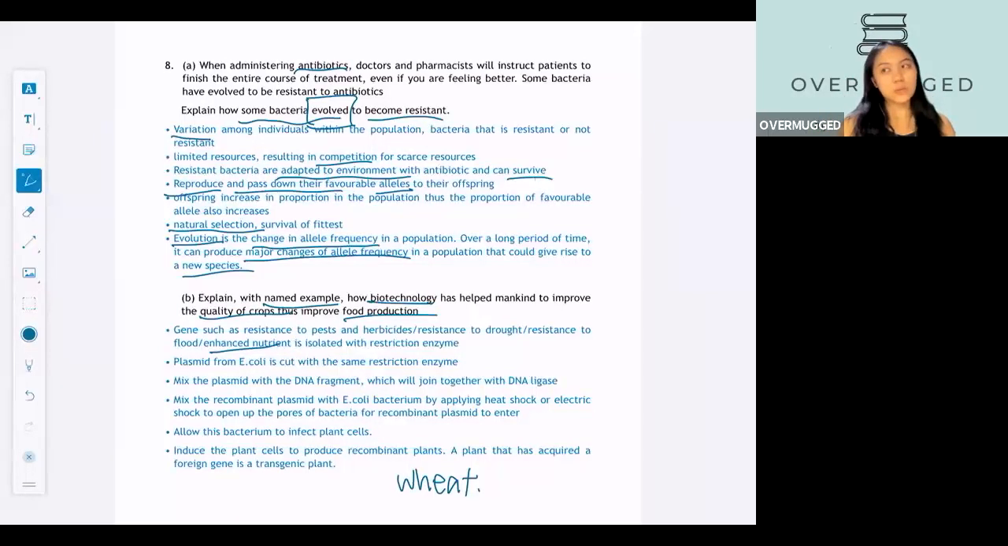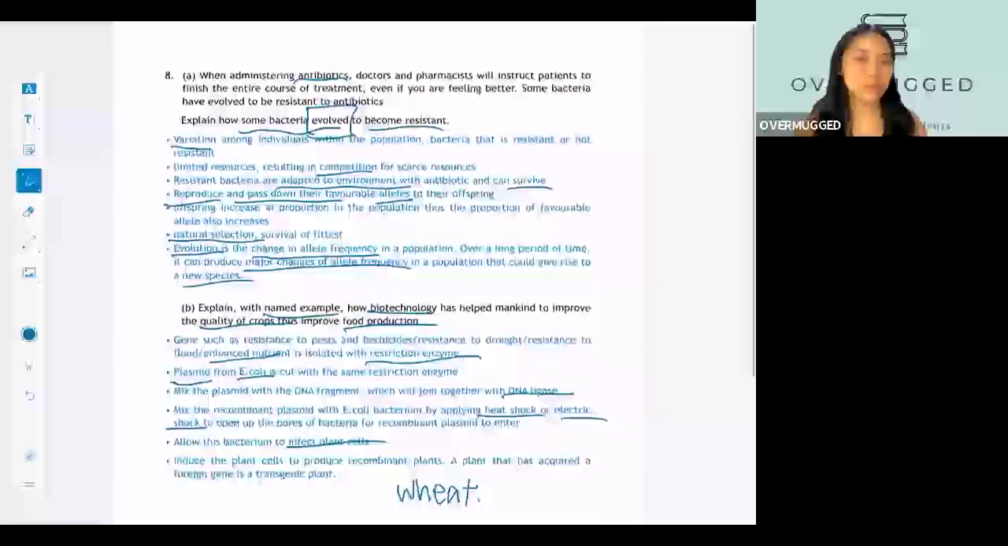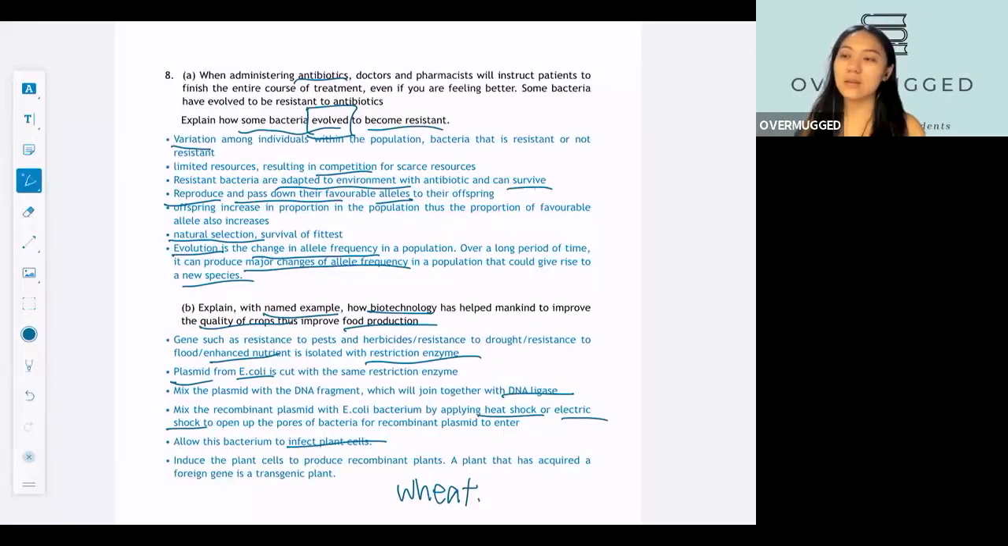Same thing. It's also the same concept about all your keywords: restriction enzyme, plasmid, E. coli, DNA ligase, heat shock, electric shock, recombinant plasmid, right? In fact, plant cell. So all these, for those who have curated notes, it's also just there, really the whole chunk as well. So the good and bad thing about your section B is that if you memorize right, it's really just the whole chunk there. Because usually it's like 6 mark, 4 mark, 5 mark, 5 mark. And it's not your section A, like 1 mark, 2 mark, 1 mark, 2 mark thing. Yeah, it's just the whole chunk there.